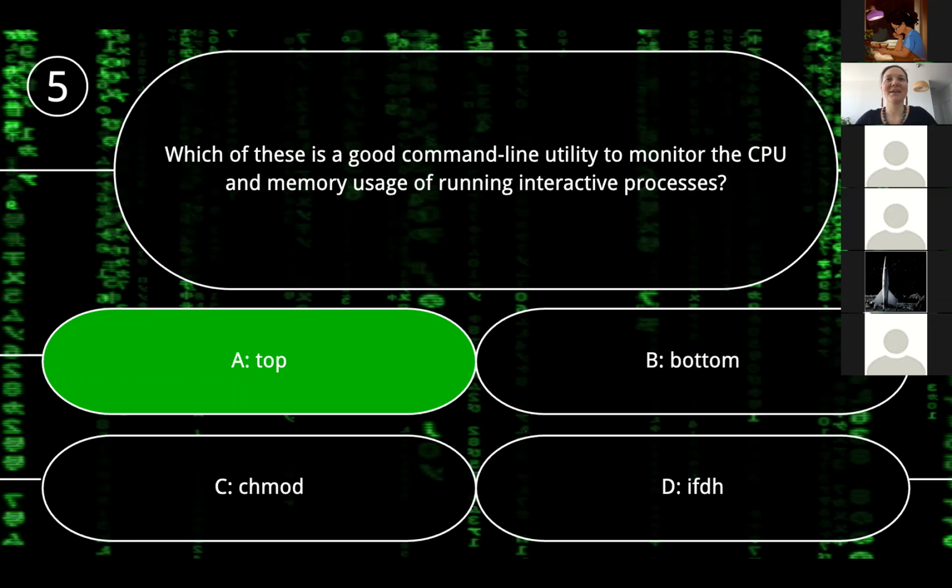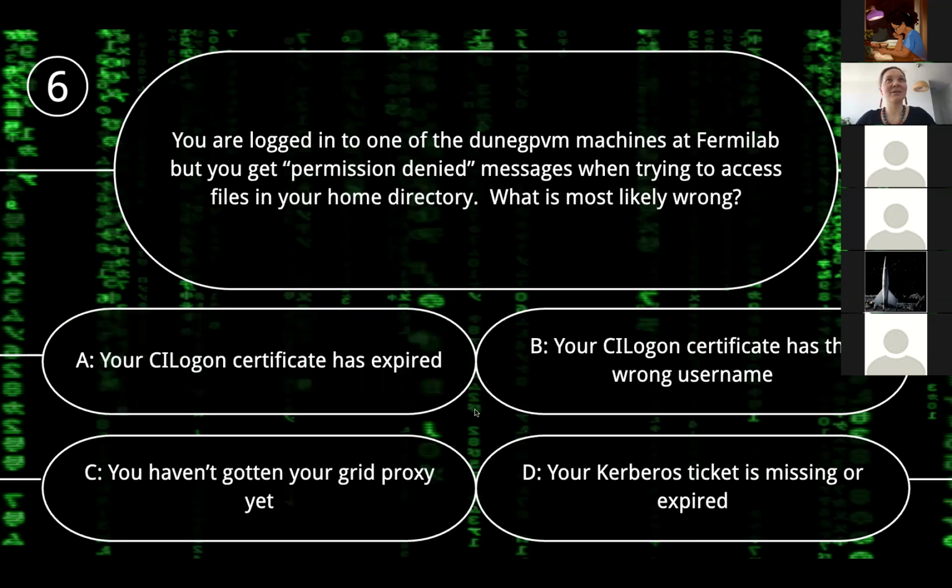Thank you, Tom. Right. Question number 6. You're logged into one of the DUNE GPVM machines at Fermilab, but you get permission denied messages when trying to access files in your home directory. What's most likely wrong? A, your CI logon certificate has expired. B, your CI logon certificate has the wrong username. C, you haven't gotten your grid proxy yet. D, your Kerberos ticket is missing or expired.